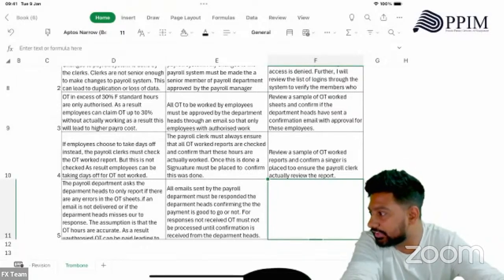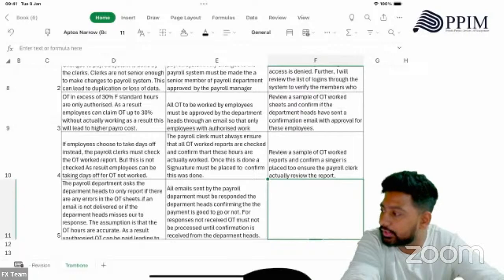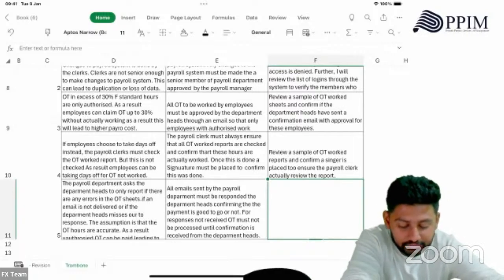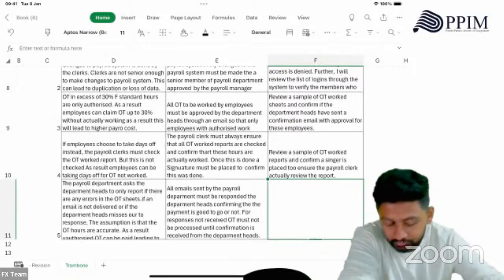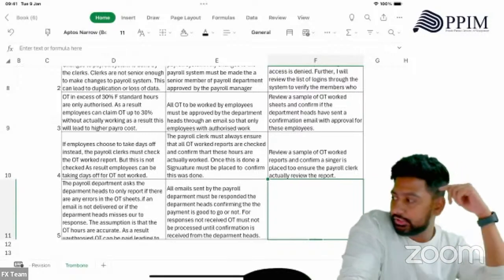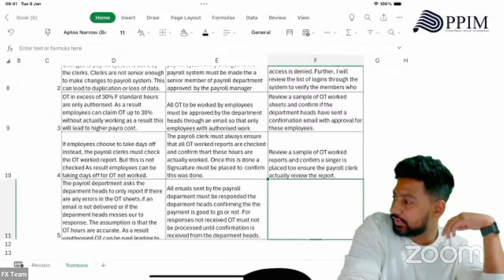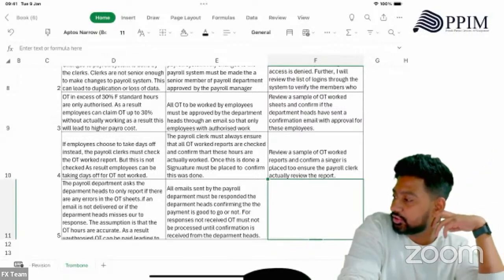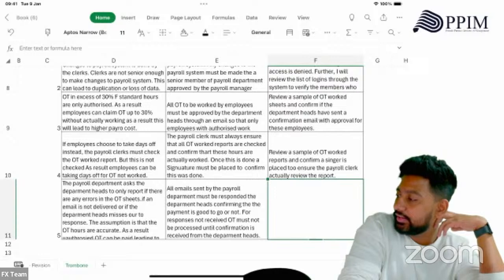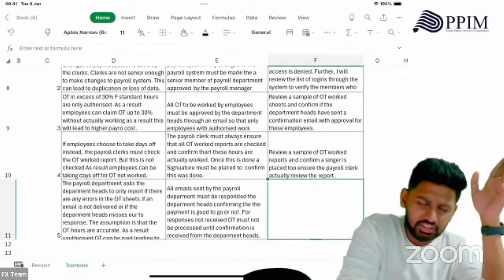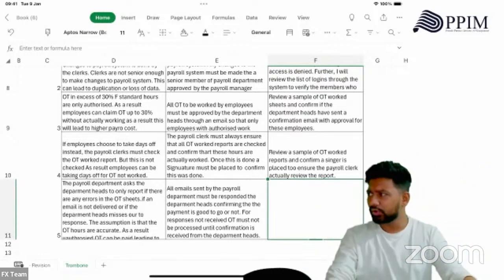Select a sample of emails sent by the payroll department and check whether it is being responded to by the department heads. Or what you can do is, for a sample of overtime work reports, email the department head and confirm the response has been received, reviewing all responses.